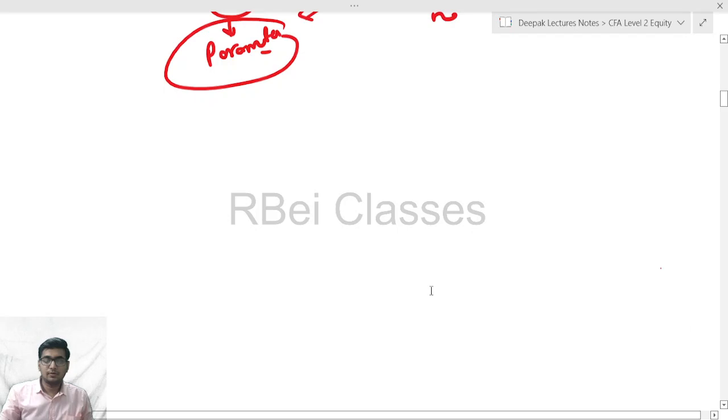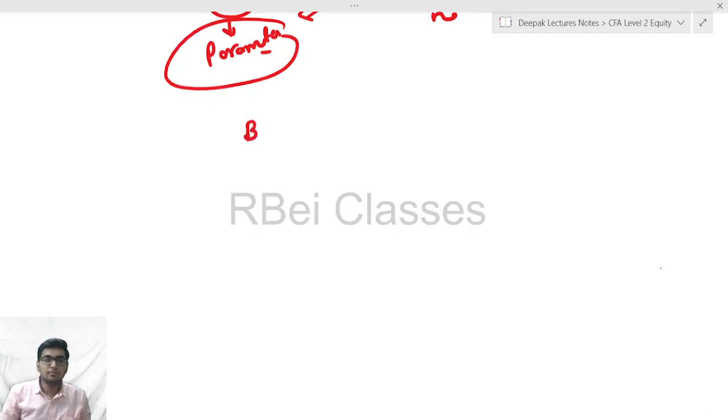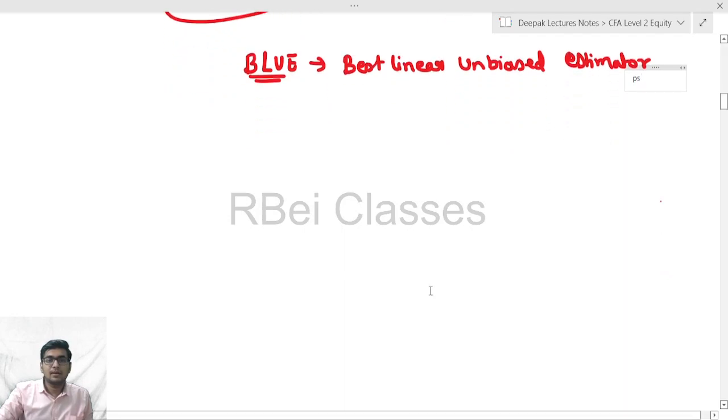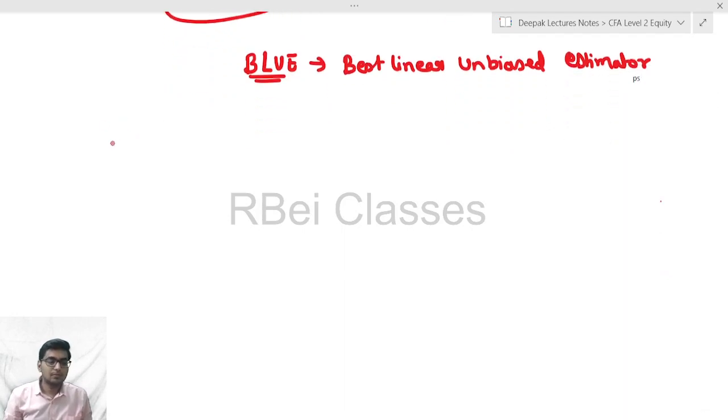Now the next point which is important in this particular topic is BLUE. Okay, what is that BLUE? Best linear unbiased estimator. Best linear unbiased estimator. Clear? So let us write down a paragraph for this. Okay, so the BLUE is the best estimator of the population.